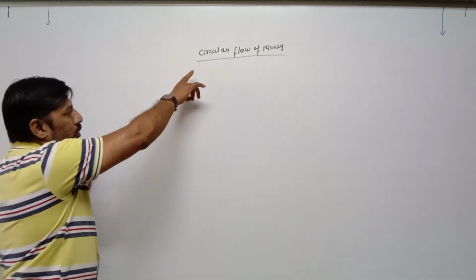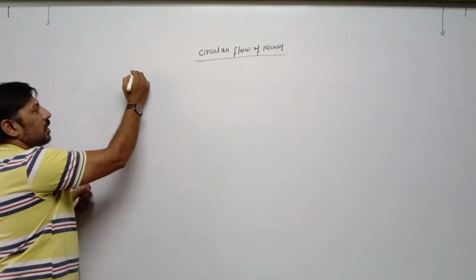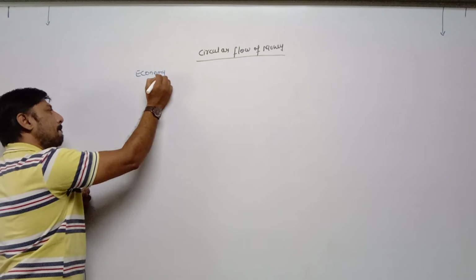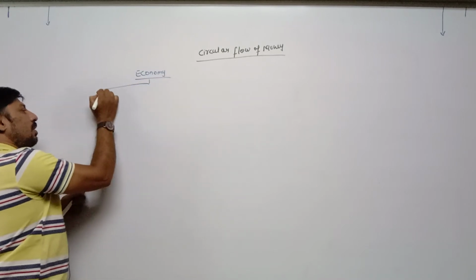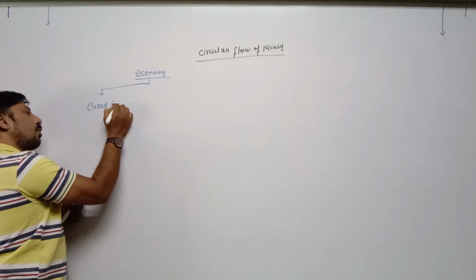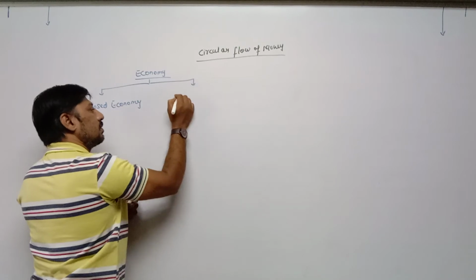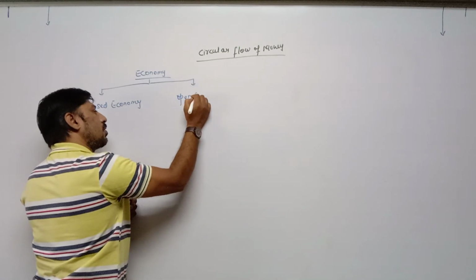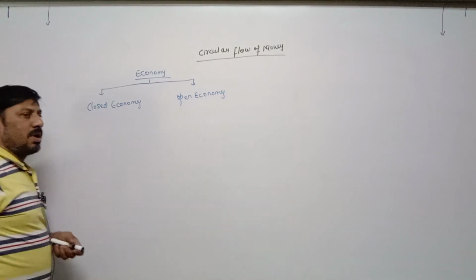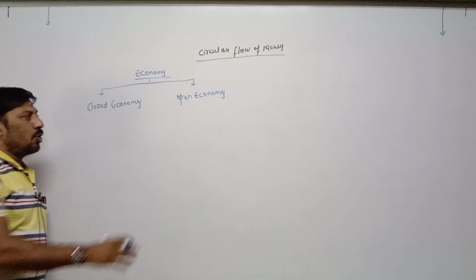Before understanding circular flow of money, you have to understand the 2 types of economy. In total there are 2 types of economy. One is closed economy, and the other is open economy. Nowadays closed economy does not exist. Only open economy is there.